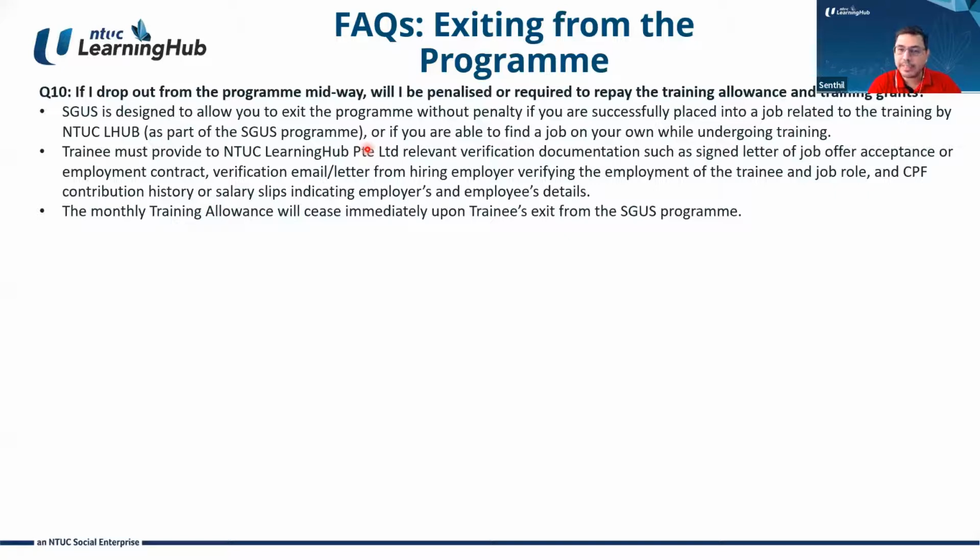Okay, but for these situations, you have to provide us with the supporting documents. So the trainees must provide relevant verification documentation, such as a signed letter of job offer acceptance or employment contract, a verification email or a letter from your hiring employer verifying the employment status of the trainee. And a few months down the line, we also need a copy of the CPF contribution history or pay slips, as added evidence. Yeah, and we have to submit all these documents to the funding authority to formally exit the trainee from the program. Okay, as I mentioned before, the monthly training allowance will cease immediately upon trainee's exit from the SGUS program.